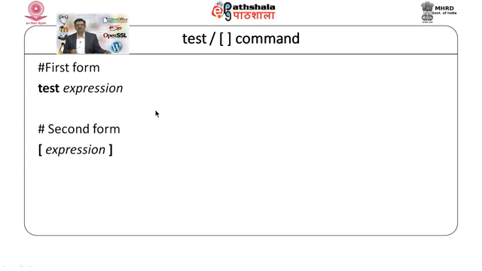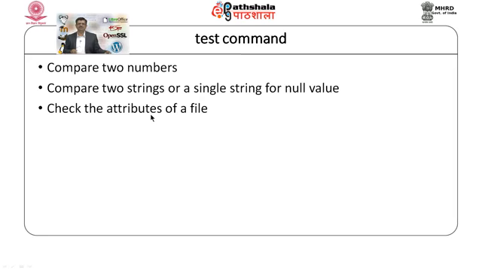When we use conditions, we can use either the test command or these kinds of brackets. There are two ways, and either way is correct. So, when we want to test a particular condition, we use the test keyword followed by the expression, or we can use the expression between square brackets. Let us see how we can use these within the programs.